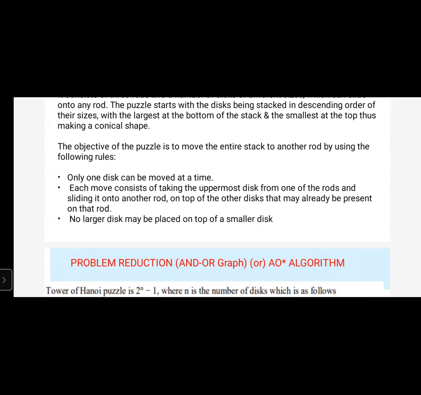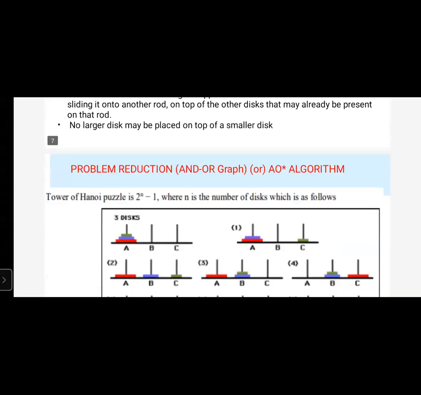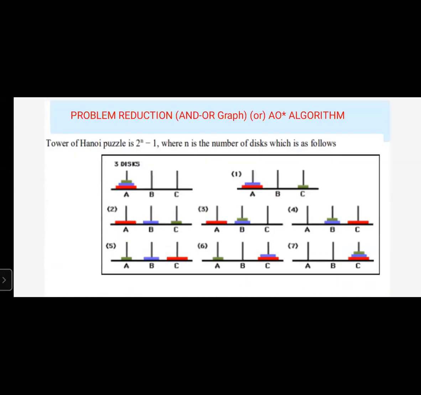So these are the three rules. One is only one disk at a time can be moved. Second, one disk will be taken out and placed on another rod or on top of any other disk. And third, no larger disk may be placed on top of a smaller disk. These are the three rules that have to be followed, right? Now see this one, problem detection.